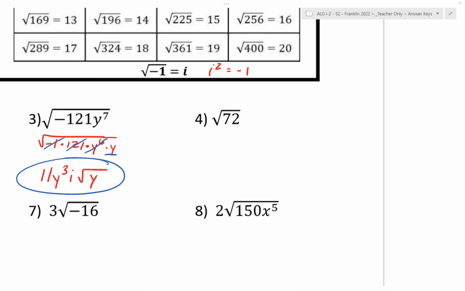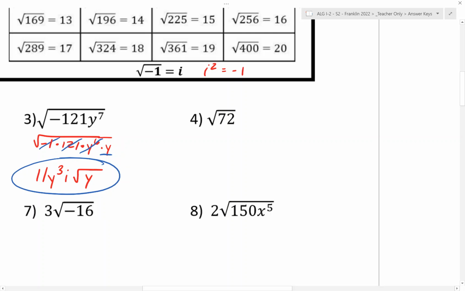Number 4 says the square root of 72. And we have to think of a perfect square factor of 72 because 72 itself is not a perfect square, but it does have perfect square factors. And you want to think of the biggest perfect square that goes into 72.